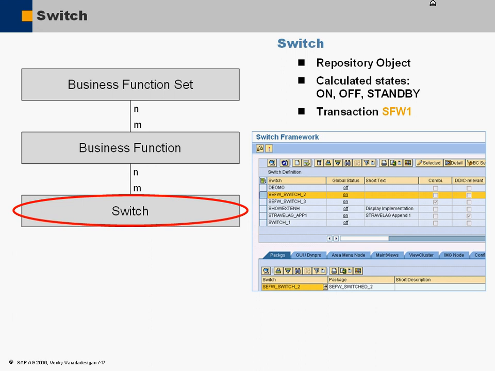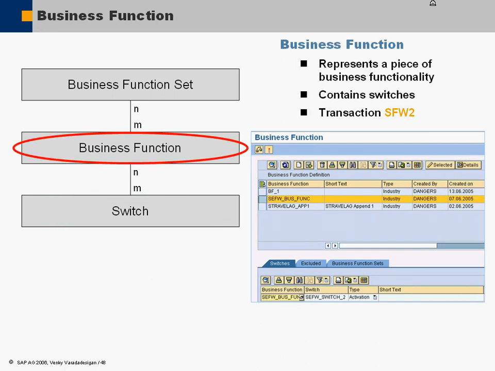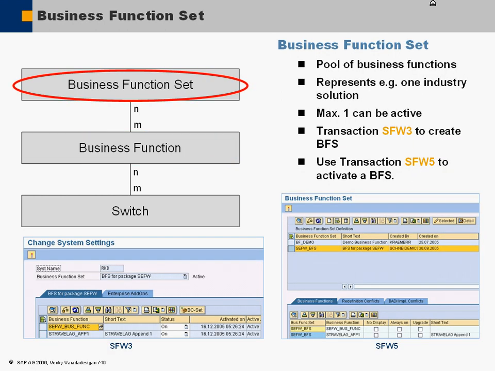Okay, so we have seen 3 new terms in switch framework: switch, business function, and business function set. In order to create a switch or take a look at the properties of a switch, the transaction you would use is SFW1, and in case of business function, SFW2. And in SFW2 you will be able to get a list of all switches under that switch business function.